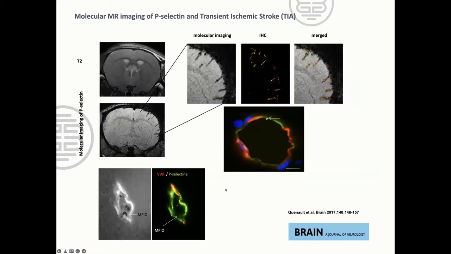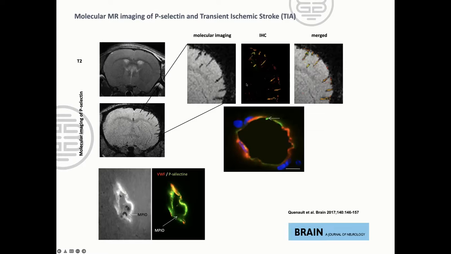And I would like to show you here the same modalities of molecular imaging, but targeting not VCAM1, but P-selectin. And this is in the context of a model of transient ischemic stroke in which you cannot visualize any ischemic lesion by regular MRI, but by using molecular imaging targeting P-selectin, you can see here that we have MPIO signal, which means the presence of P-selectin in brain vessels, and also with a perfect match with the control immunohistochemistry.